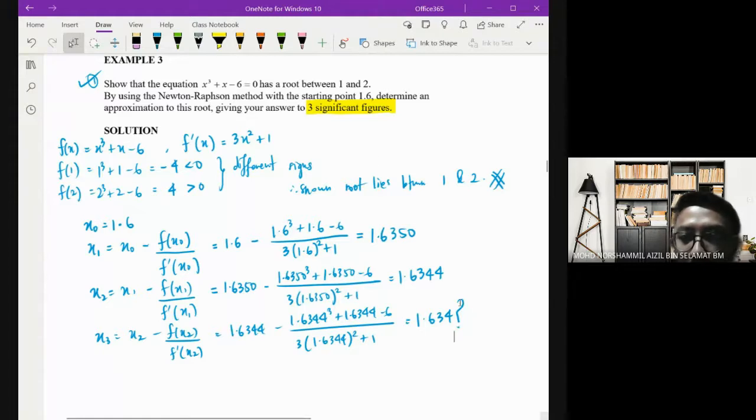Okay guys. So this one too, when you calculate, you will get 1.6344. Nampak? Yang X3 pun dia dah keep similar answer dah, just like X2 just now. So once you see that these two are repeating, maksudnya you nampak benda ni sama, exactly similar, so then you can stop.